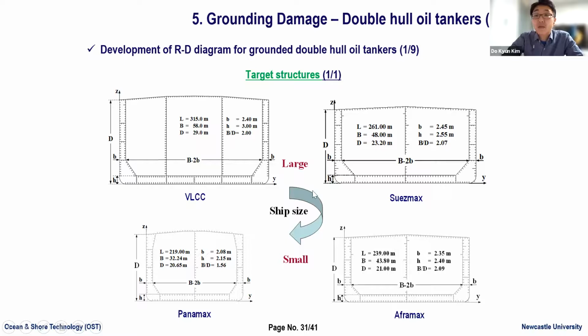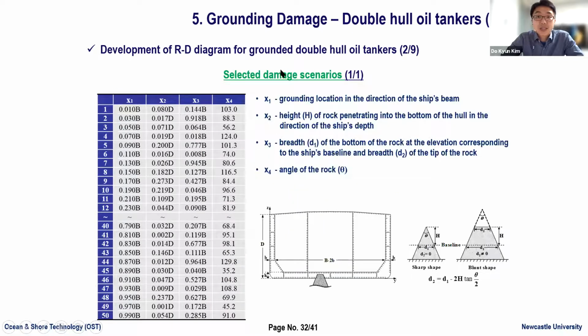Of course, it doesn't mean that we can utilize it only for those 4 vessels, because we will interpolate so that in between those 2 sizes or something else, we can consider all types of oil tankers. So target structure has been selected, and selected damage scenarios.